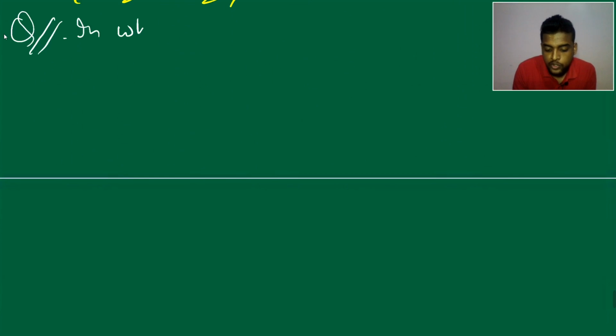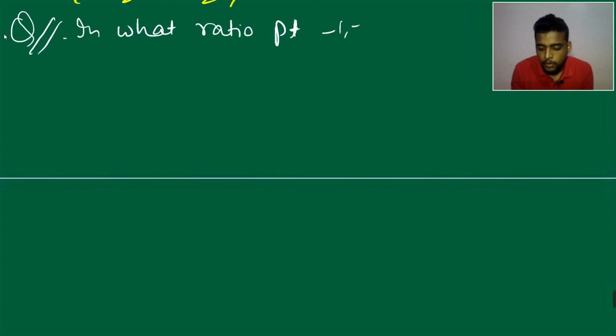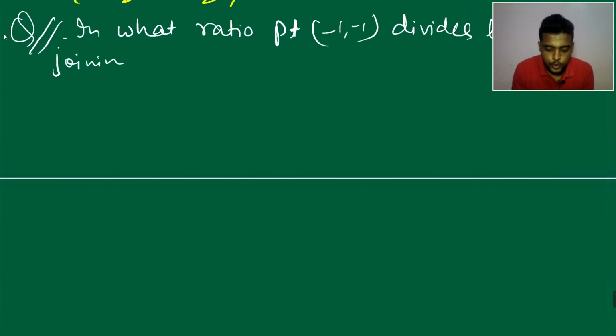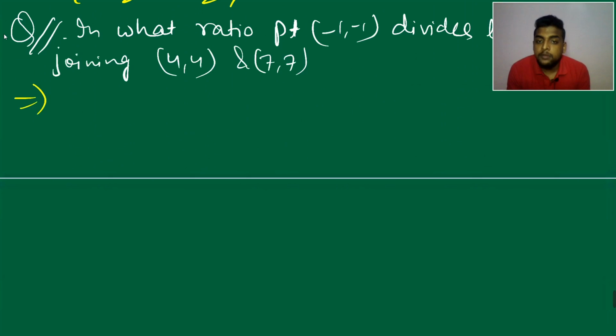right? Okay. Let me take some easy problem. Question is like this: in what ratio does the point -1 comma -1 divide the line joining the points, let us take 4 comma 4 and 7 comma 7.